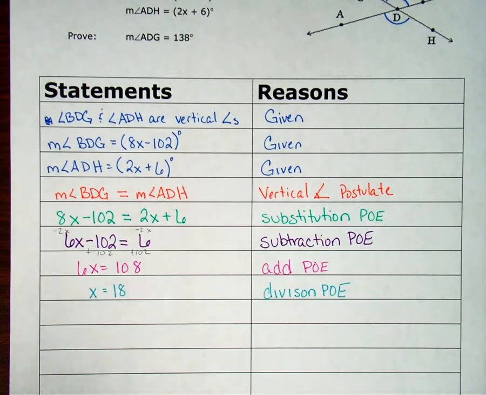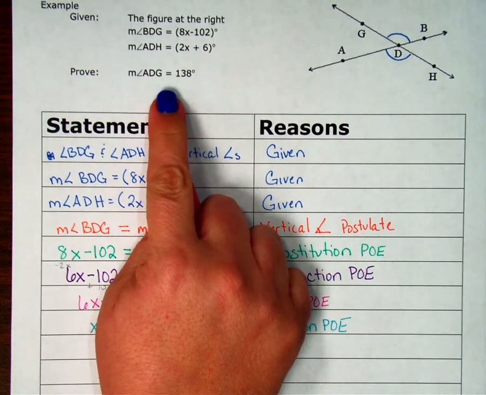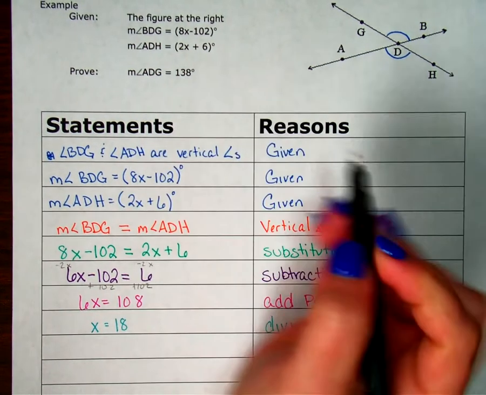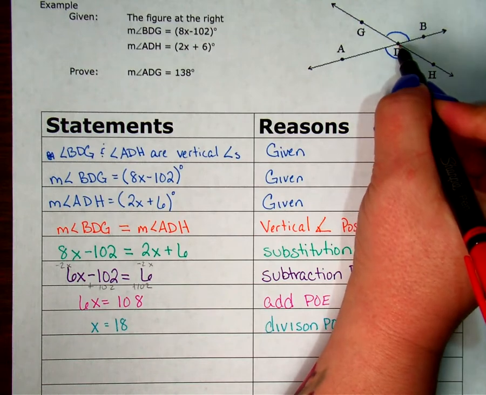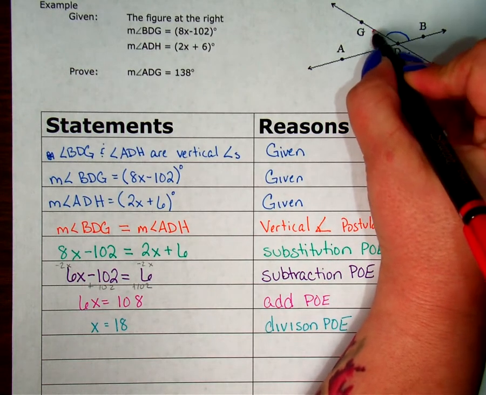Okay? All right, let's see. Is that what I'm trying to... Nope, that's not what I'm trying to prove. Let's see. What am I trying to prove? I didn't even pay attention to that. We should probably figure that out. I'm trying to prove that ADG equals 138. ADG. So I'm dealing with this angle over here.